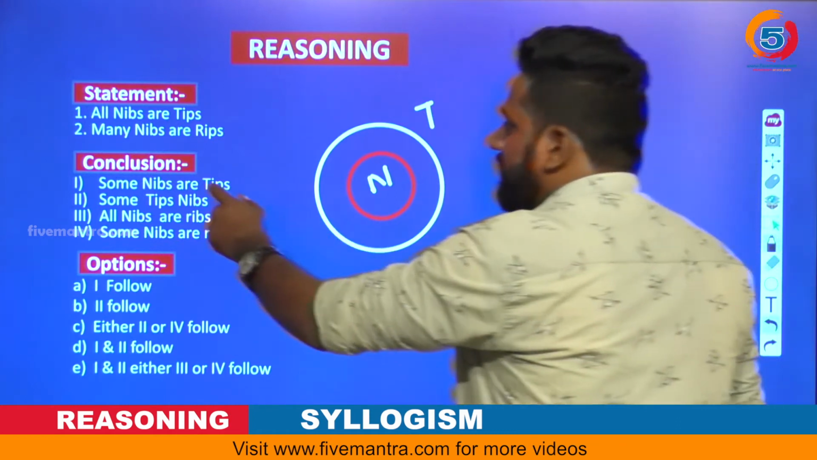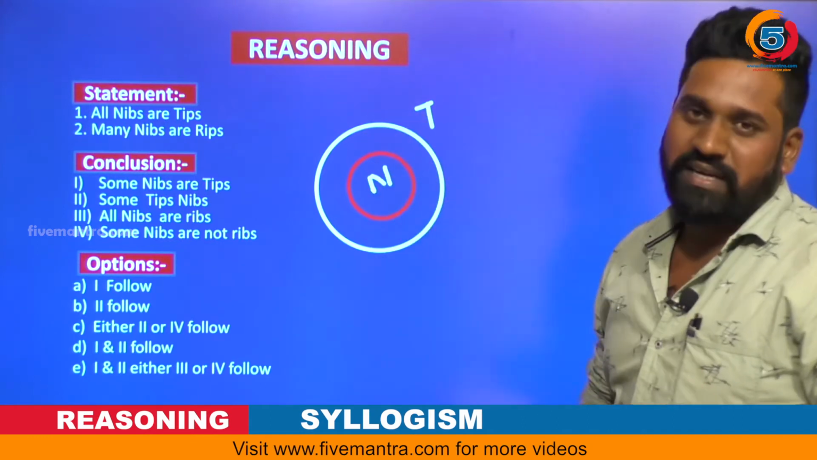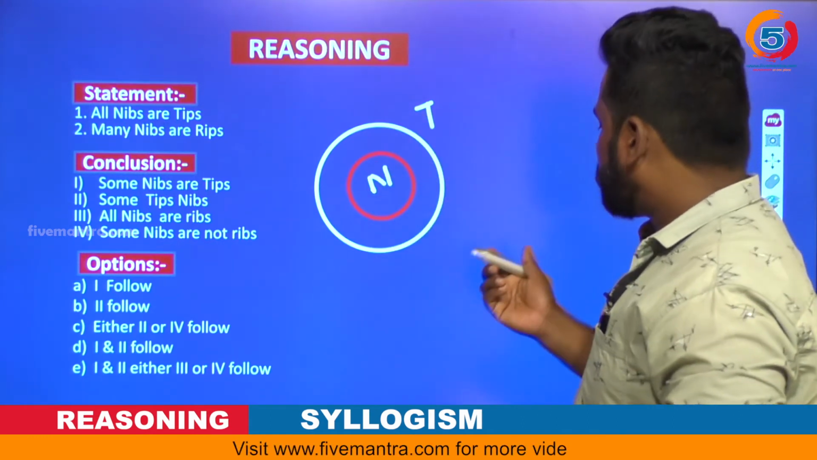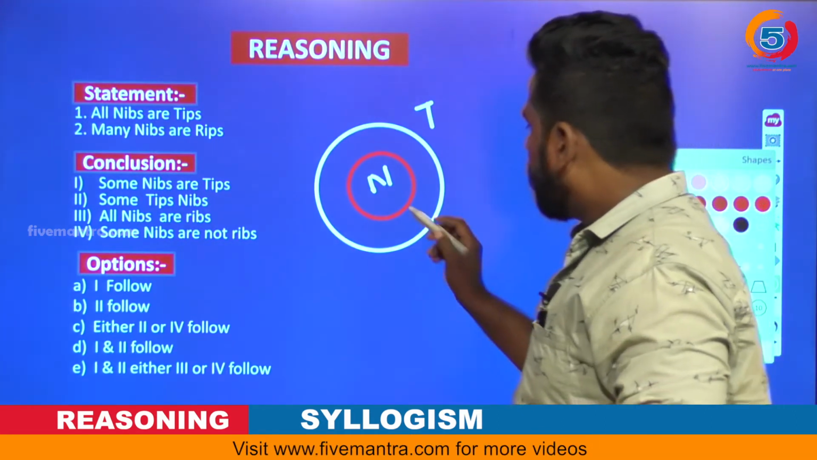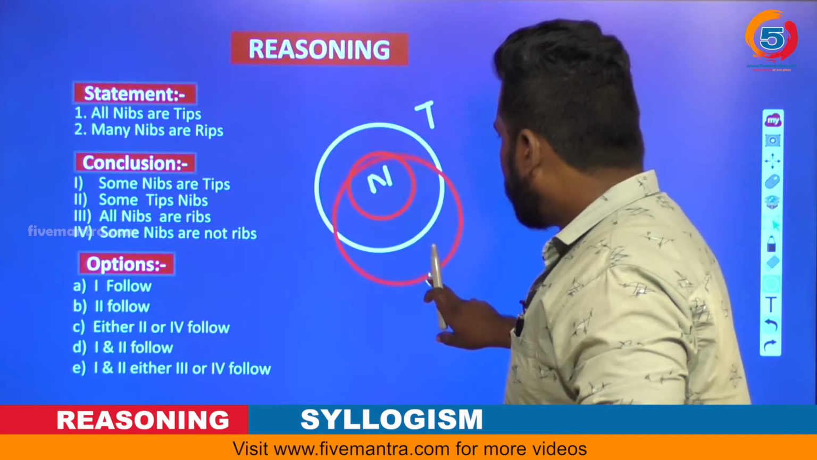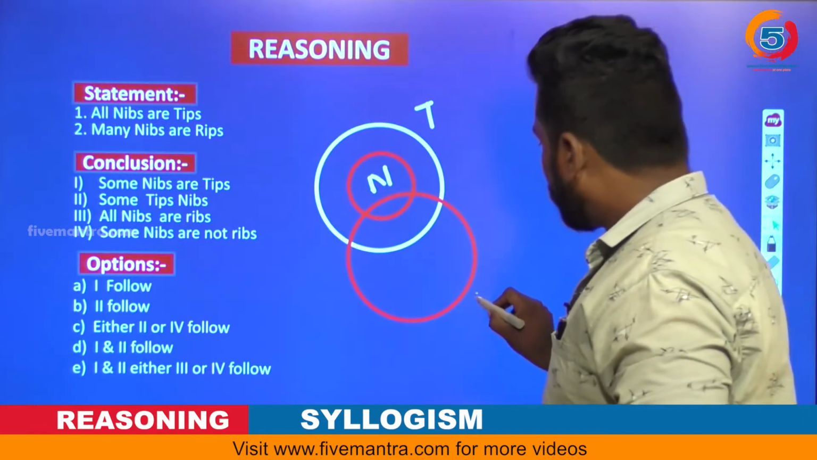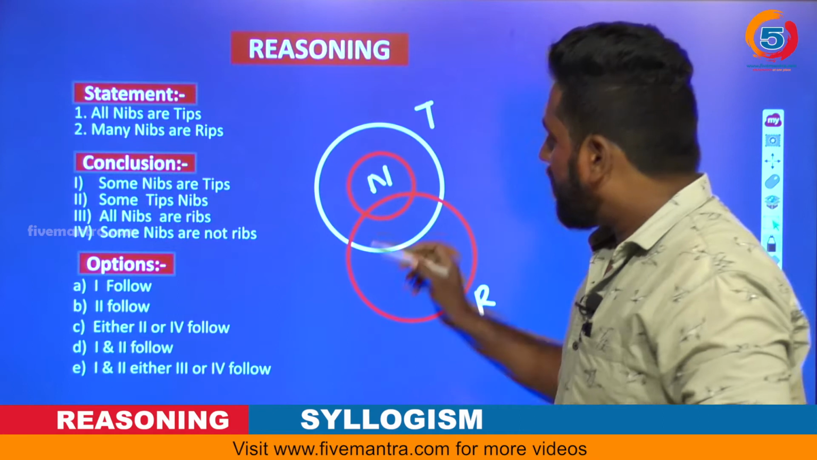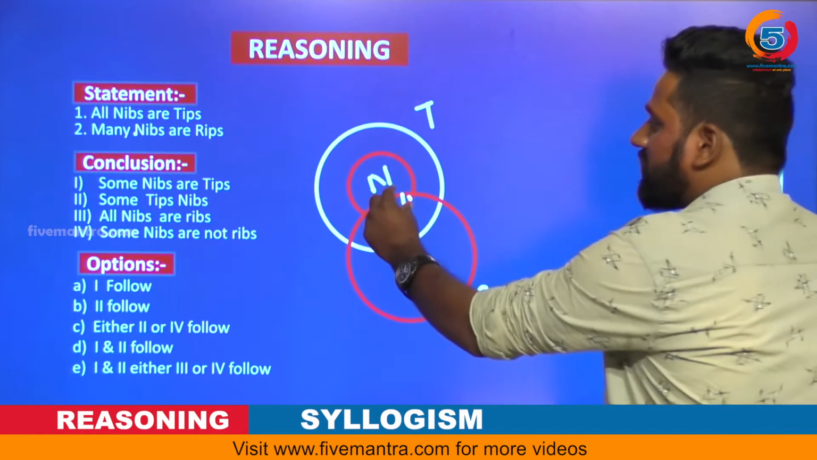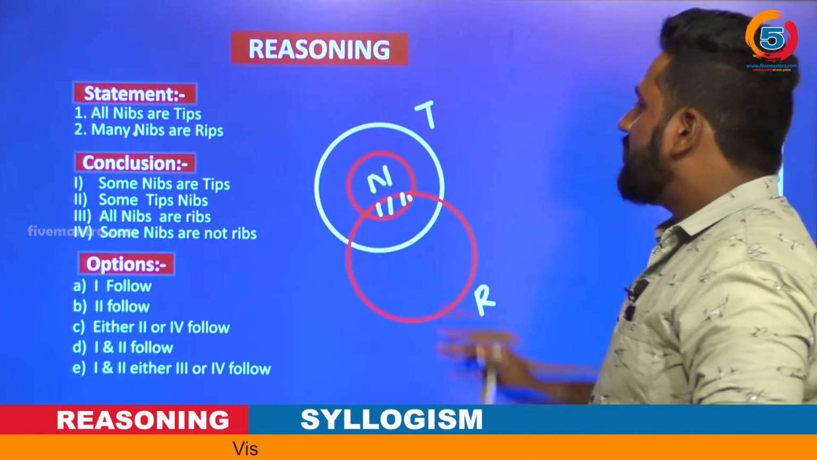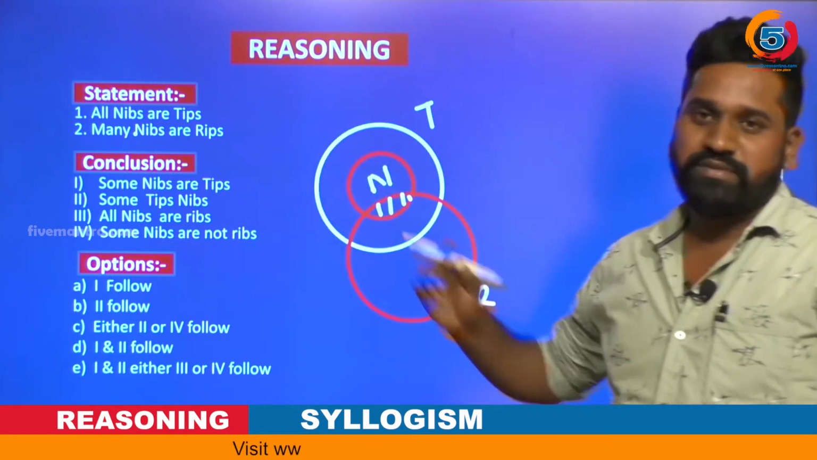And if you observe the second statement, many nips are rips, just now we discussed many indicates some, so some nips are rips is given. So it can be taken as one more circle here. This is the circle for rips, because here you have some common portion between nips and rips, that indicates some nips are rips. Some portion of nips becomes rips, right? So this is the entire Venn diagram for the given two statements, all nips are tips and many nips are rips.